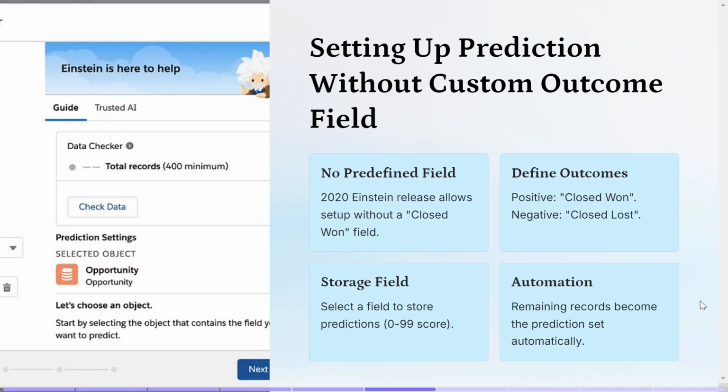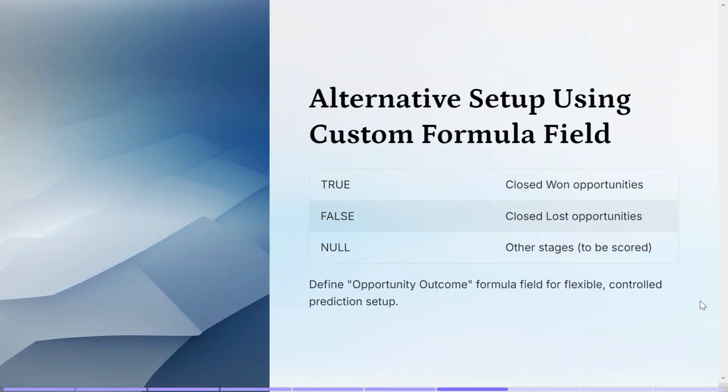For a more customized approach, we can create a formula field called Opportunity Outcome that labels opportunities as true for closed-won, false for closed-lost, and leaves other stages as null. This is useful if we need more control over how Einstein interprets our data. Once the formula field is created, we can select it in the Prediction Builder wizard as the field to predict, allowing for a tailored opportunity scoring setup.